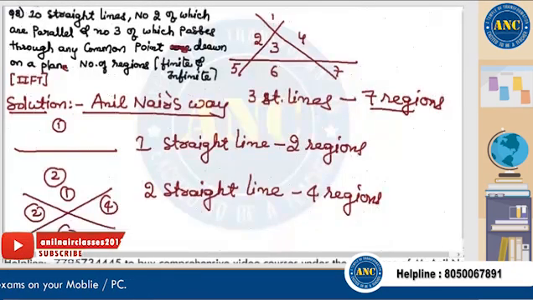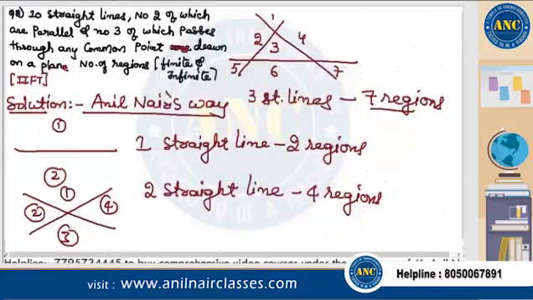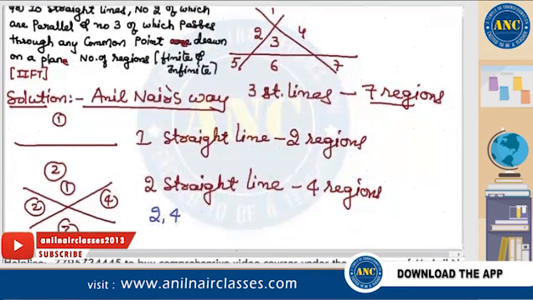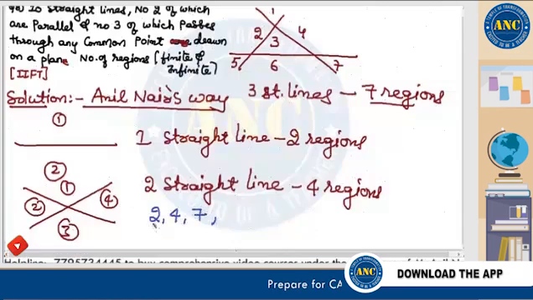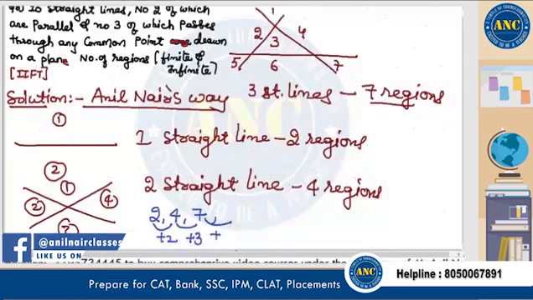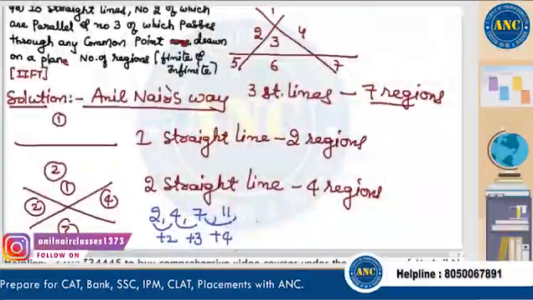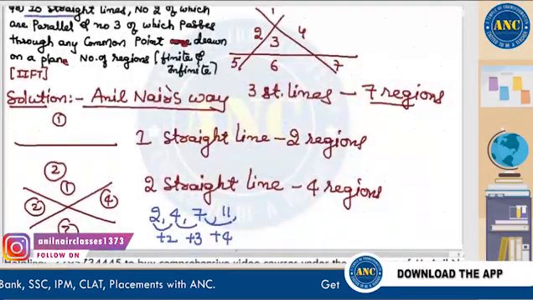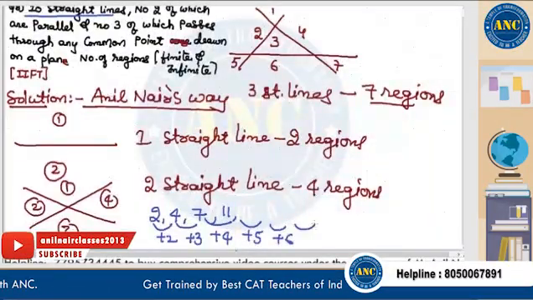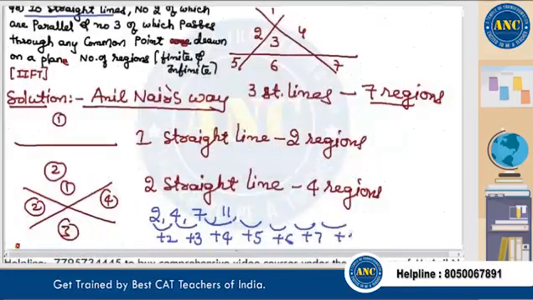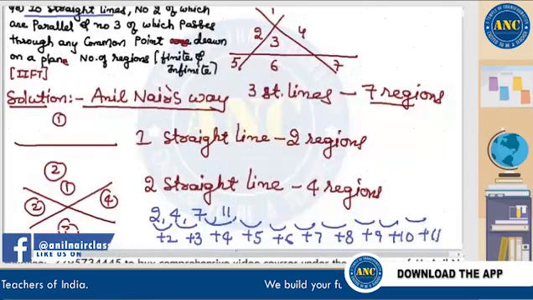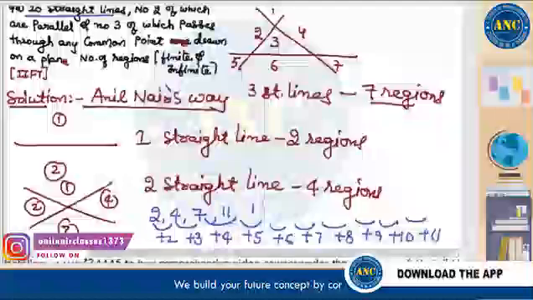1 straight line gives 2 regions, 2 straight lines give 4 regions, 3 straight lines give 7 regions. See here, 1 line is 2, next it is 4, next it is 7. It increases by 2, then by 3, then by 4, so next it is 11. How many straight lines do we require? 10 straight lines. So it is plus 5, plus 6, plus 7, plus 8, plus 9, plus 10, plus 11. 11 plus 5 is 16.